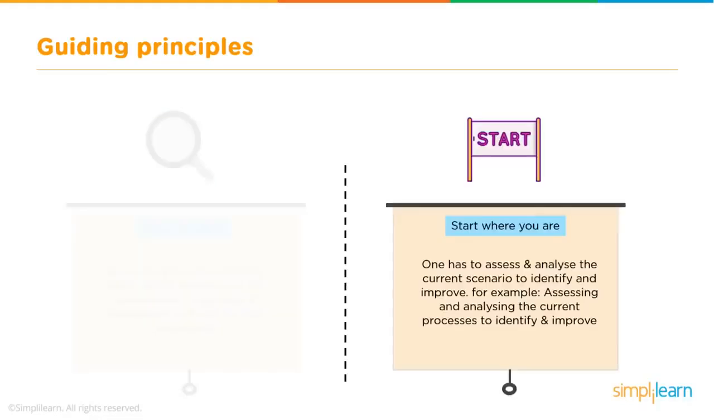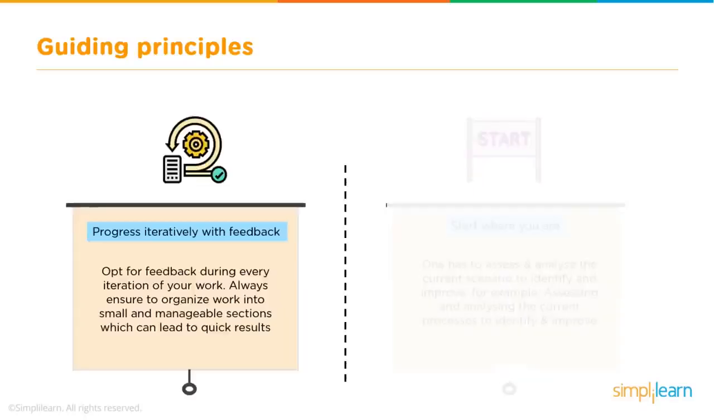The next principle, start where you are, refers to ensuring that the organization assesses and analyzes scenarios to identify and improve things on a continual basis. For example, the organization assesses and analyzes existing processes to identify improvements. Progress iteratively with feedback opts for feedback during every iteration of the work. Always ensure work is organized into small and manageable sections, which can lead to quick results.